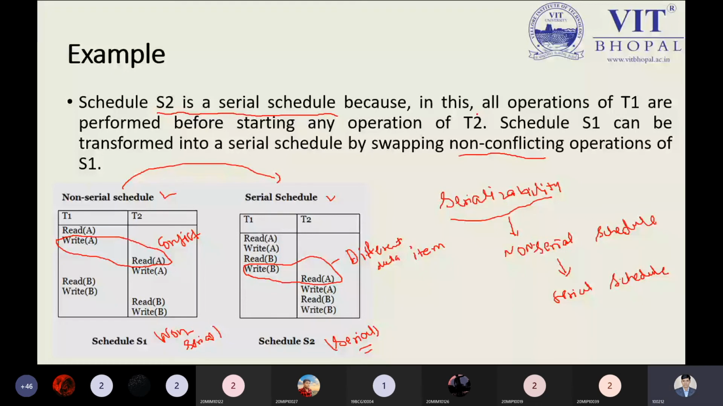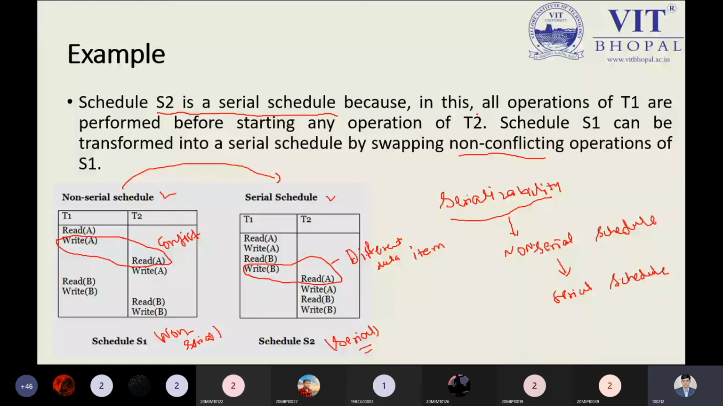But in the non-serial, you can see the write A and read B. So you are using the same data item, but one of the operations is a write, so it is conflicting. So that is the point. Now, this picture is clear, if I compare the non-serial and serial.